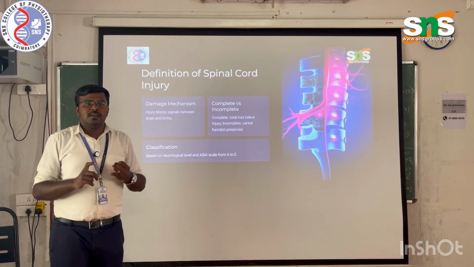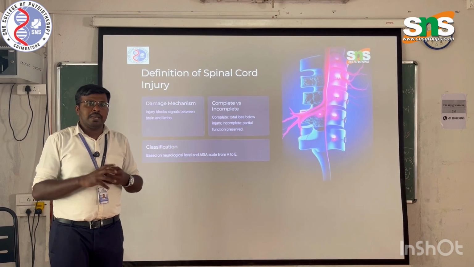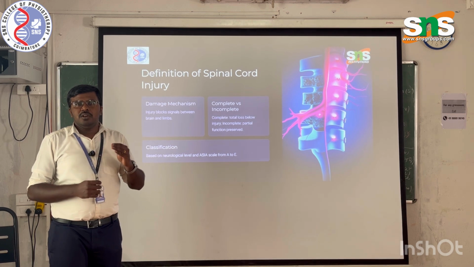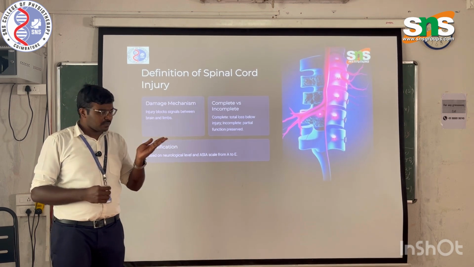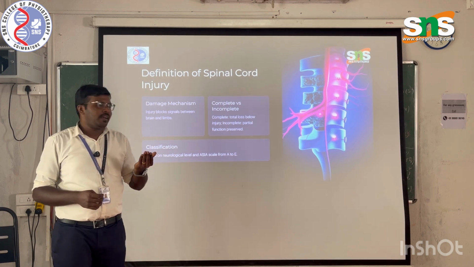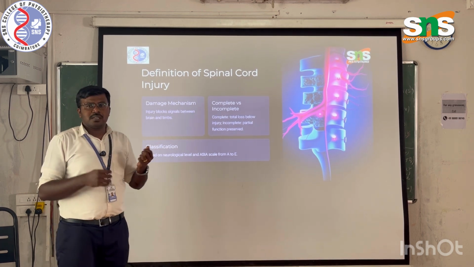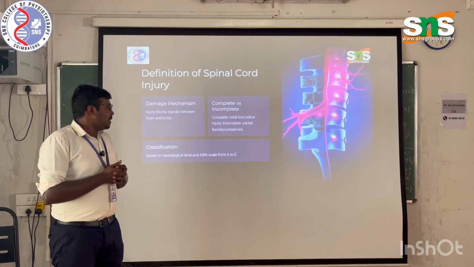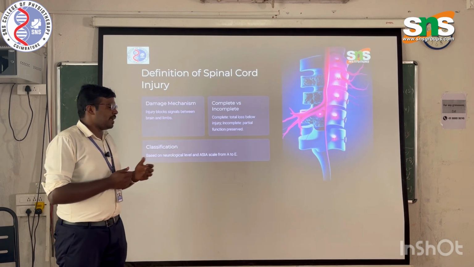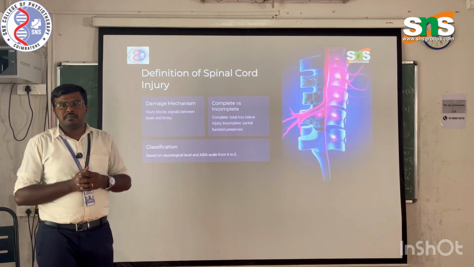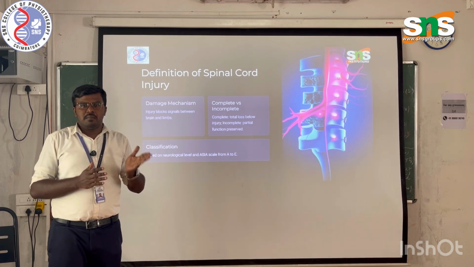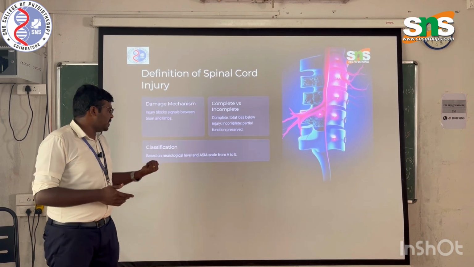First is complete versus incomplete. Complete means total loss below the injury level, total loss of motor and sensory function. Incomplete means partial function will be affected. The remaining classification is by the neurological level and also the ASIA impairment scale. The ASIA impairment scale has grades A to E.